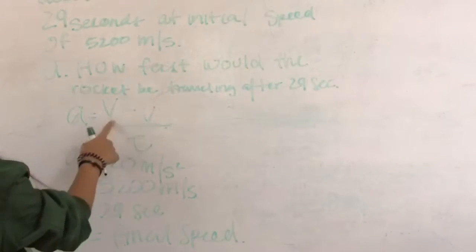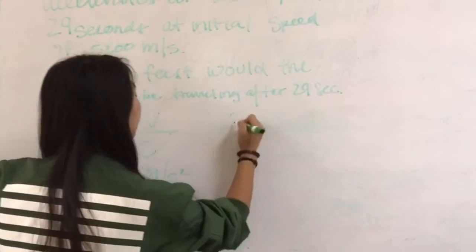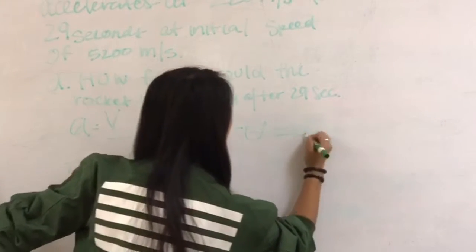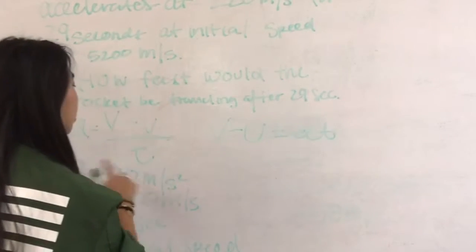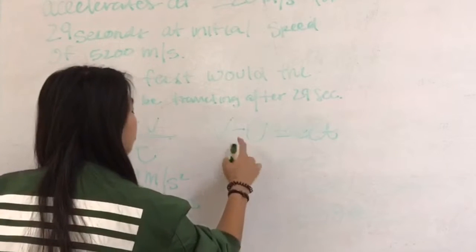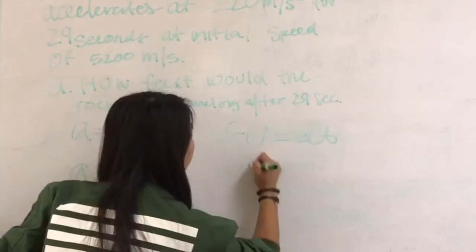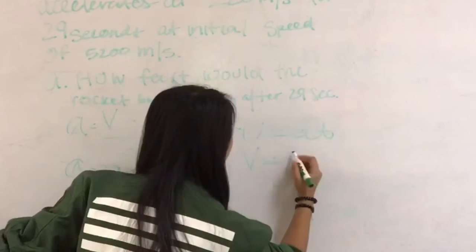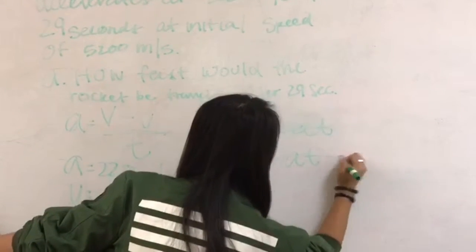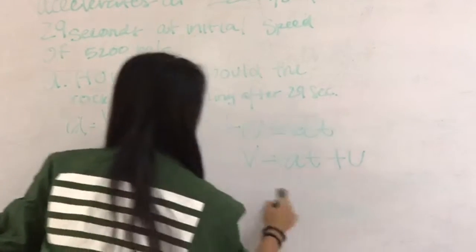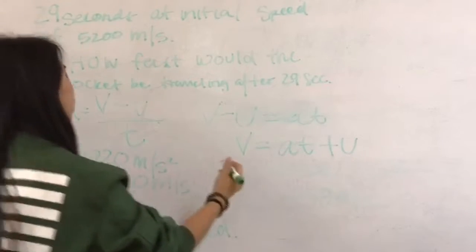We're going to solve for v, where v minus u equals at. So we multiply t on both sides. Then we add u on both sides. So we're left with v equals at plus u. And now we can plug in all our numbers and solve for v.